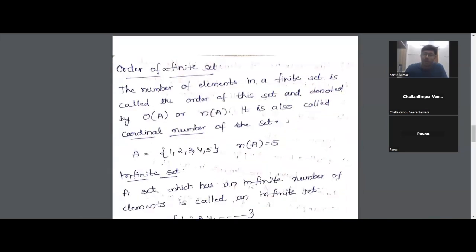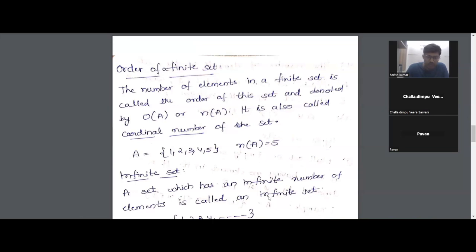Then we have something called the order or cardinal number of a finite set. What do we mean by order or cardinal number of a finite set? This is very simple. The total number of elements present in that set is called the cardinal number or the order of that set. You simply find how many elements are there in that set, and that will be your cardinal number or order of the set.